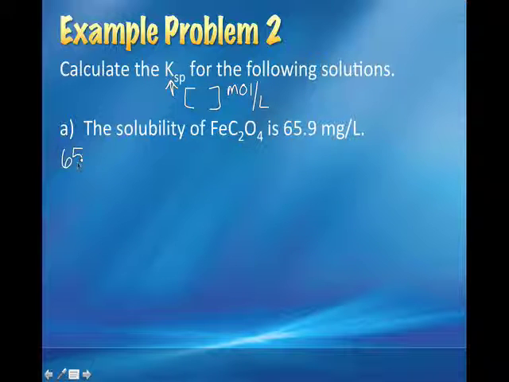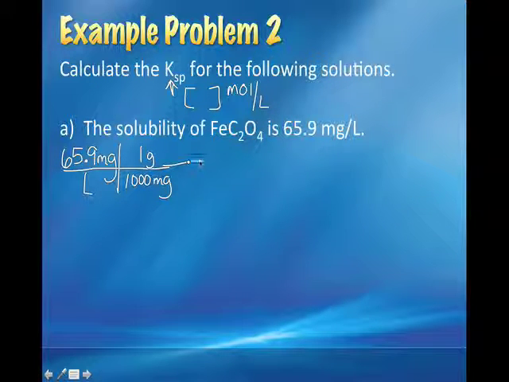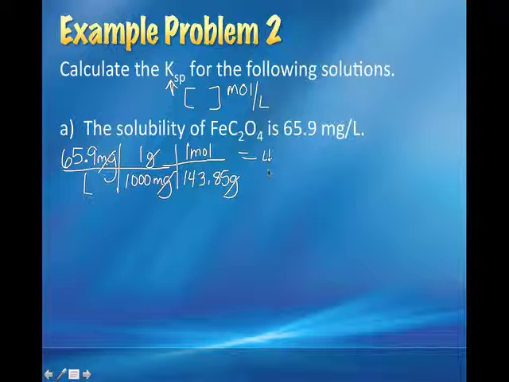So I'm just going to do some dimensional analysis, some conversions here. It's milligrams per liter. So there are 1,000 milligrams in a gram, and then if I add all of these up on the periodic table, it has a molar mass of 143.85 grams, and that's 1 mole of it. I went there so that I end up in moles per liter, which is a concentration, and that gives me 4.58 times 10 to the negative 4th molar.